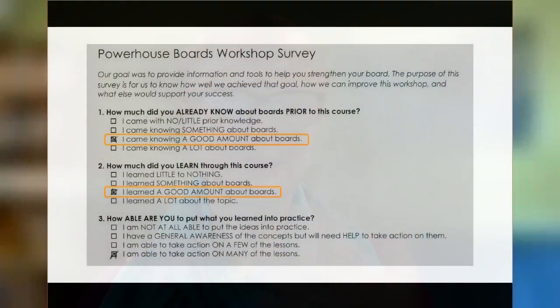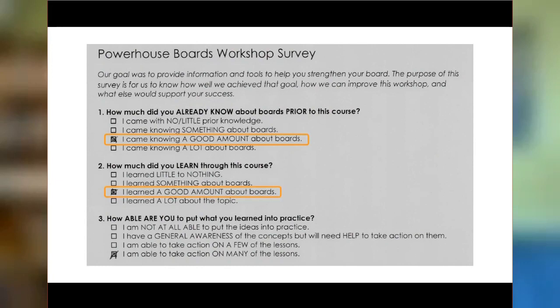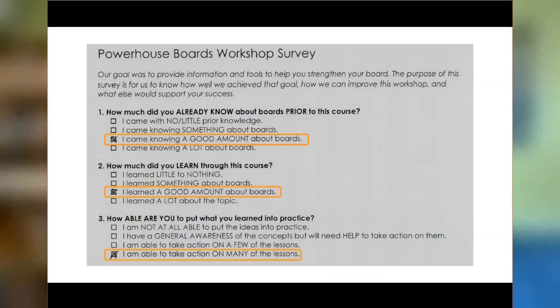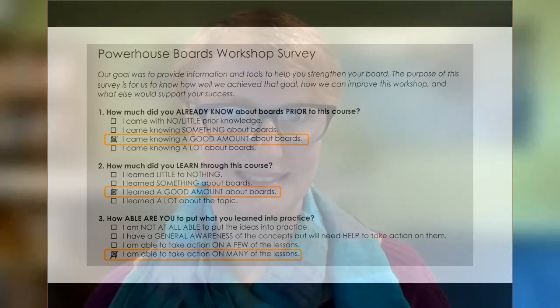Here's a second example from the same survey, and we have somebody who came knowing a good amount about boards, and they learned a good amount about boards. So overall, that's good. I have thought about what would happen if they just learned something about boards. I would be okay with that. I would not be okay if they learned little to nothing. So in terms of determining what is acceptable, we figure out what that gap needs to be. But finally, that third question really helps to triangulate the information. I'm able to take action on many of the lessons. So that's great. No matter what they learned, as long as they're able to take action, I'm feeling good about that.